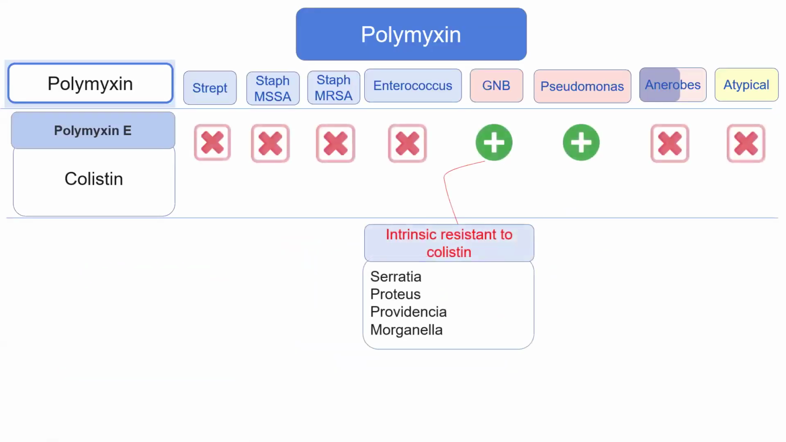The polymyxin coverage is mainly gram-negative bacteria and Pseudomonas. But keep in mind that some gram-negative bacteria are intrinsically resistant to colistin, such as Serratia, Proteus, Providencia, and Morganella. So if you have a bacterial identification without culture, and these types of bacteria appear in the lab, this means that you cannot give colistin, because they are intrinsically resistant to colistin.